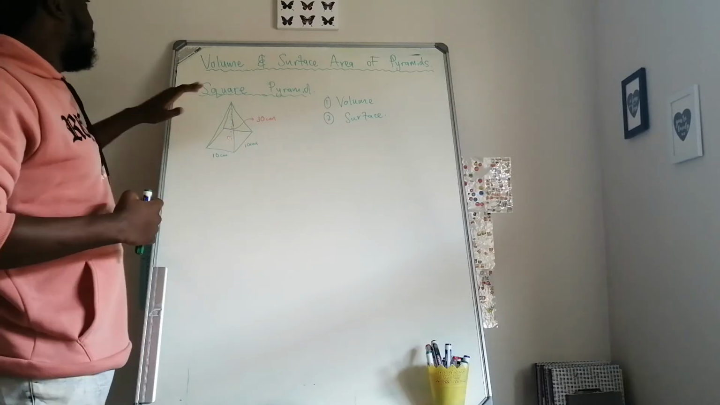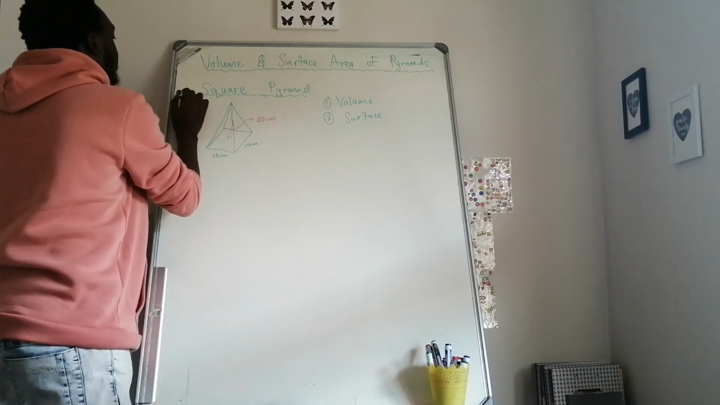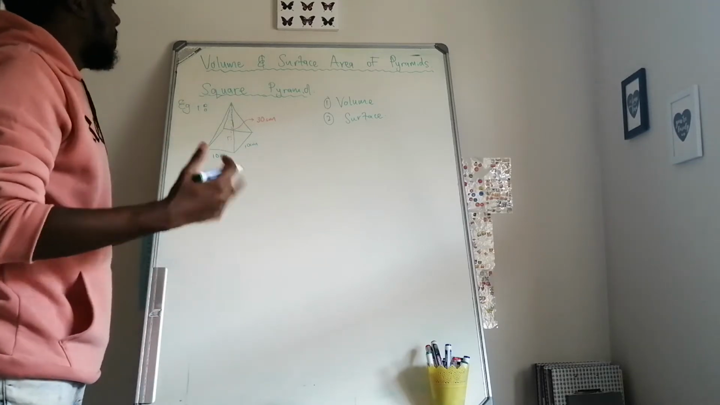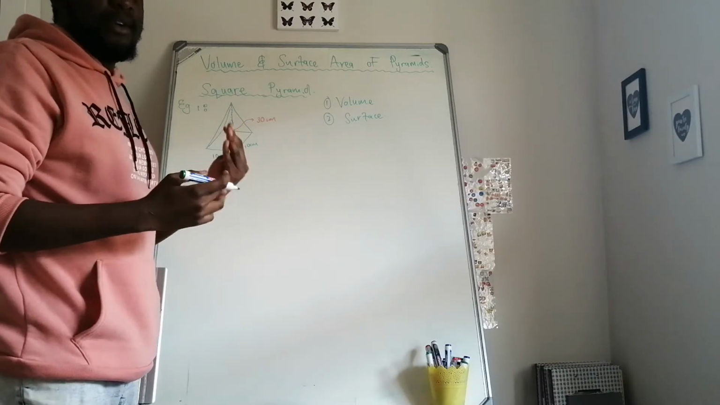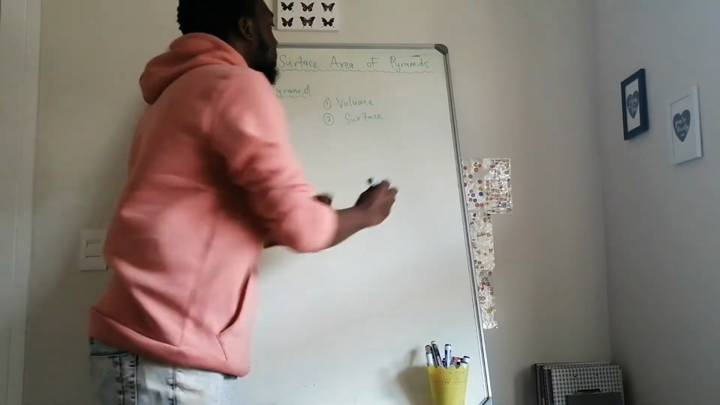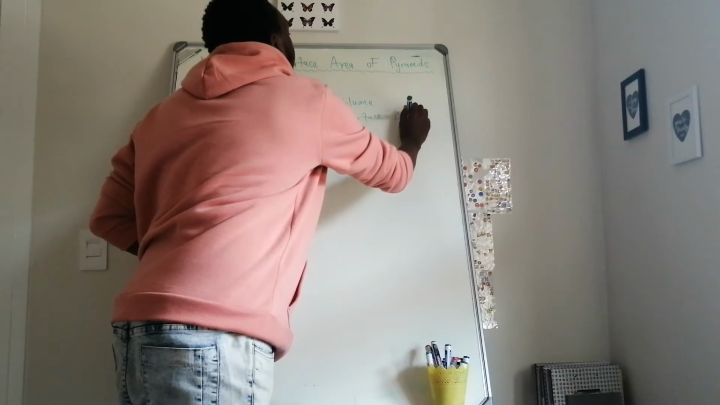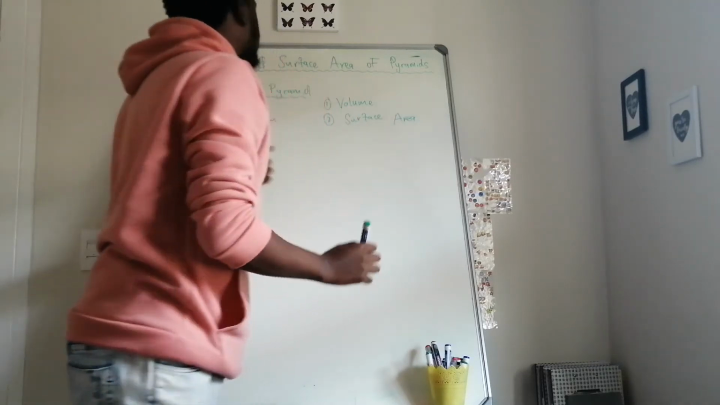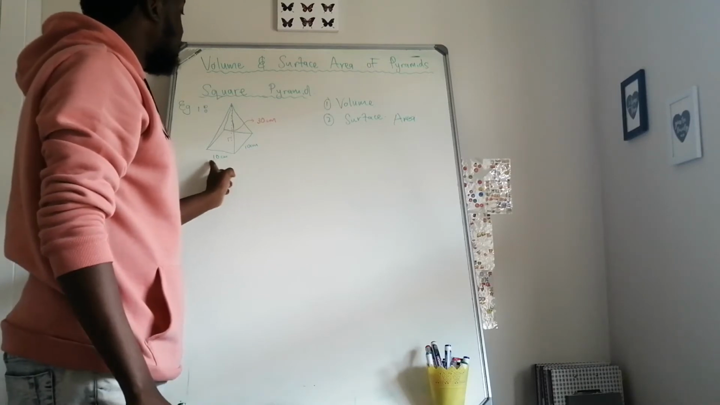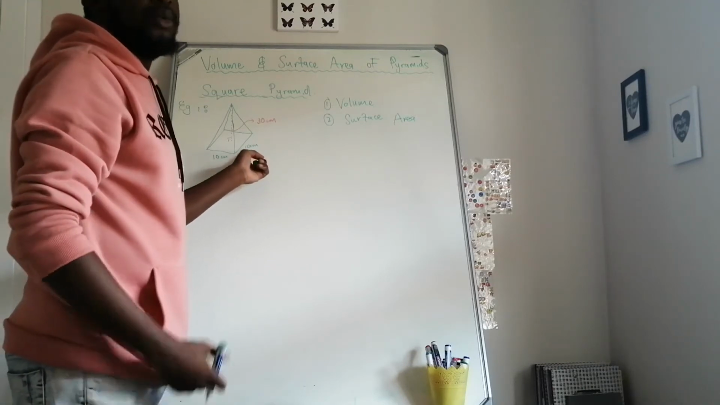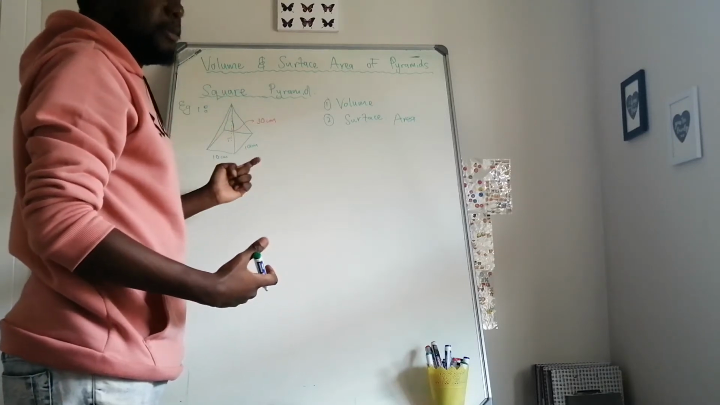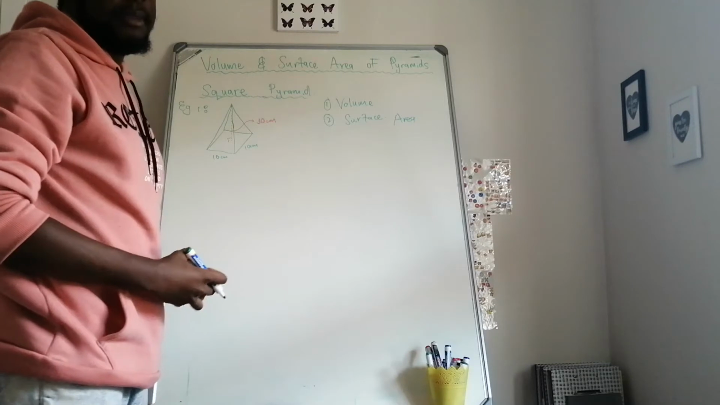So now we're doing a square pyramid. I'll call this example one. Now our base of the pyramid is a square. So how do we find volume and surface area of a square pyramid? We're given the length or the side there as 10. That other one will also be 10 because it's a square. The height of the pyramid, perpendicular height, is 30 centimeters.